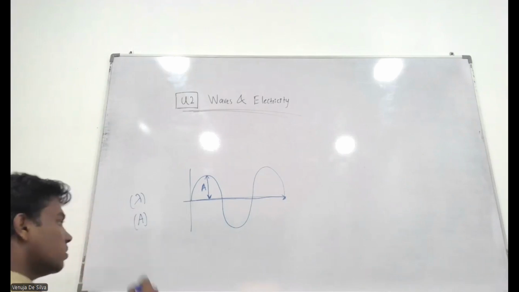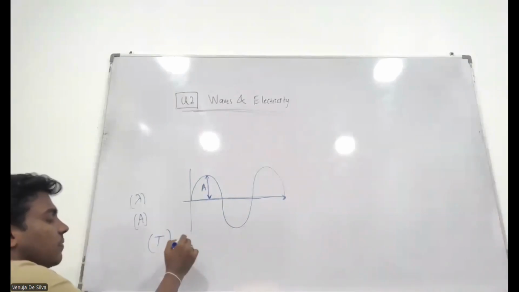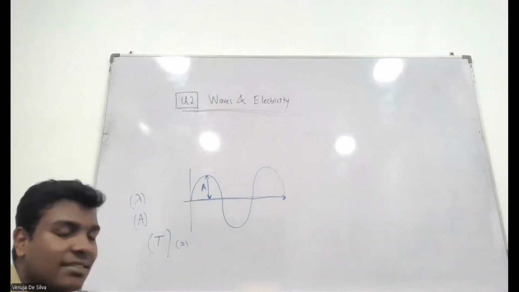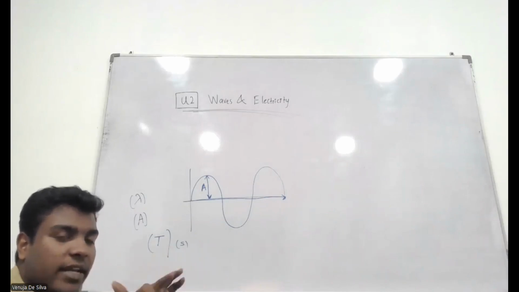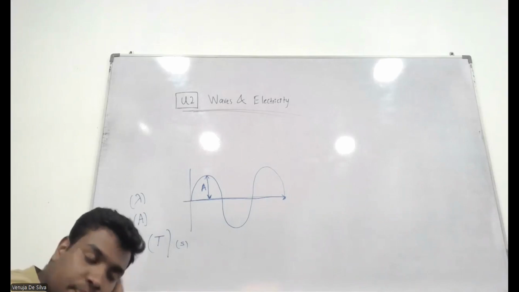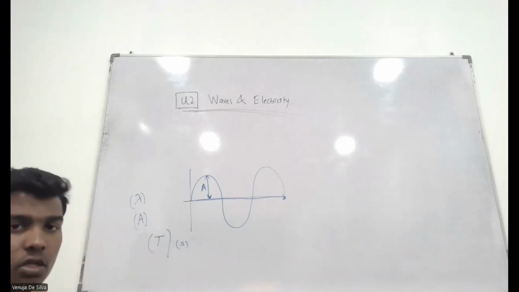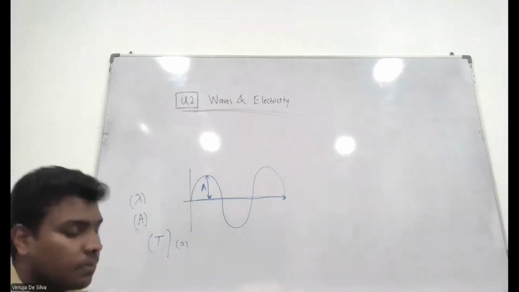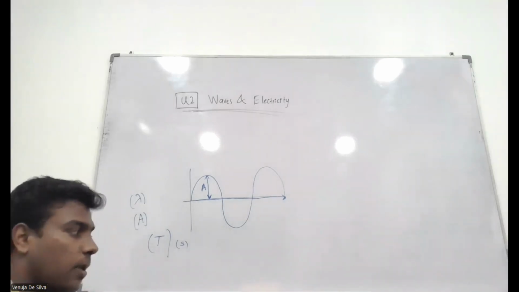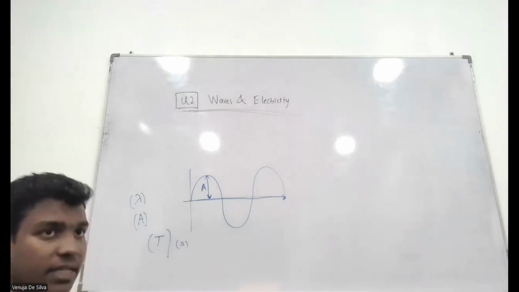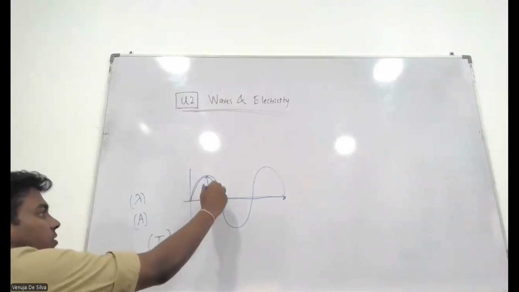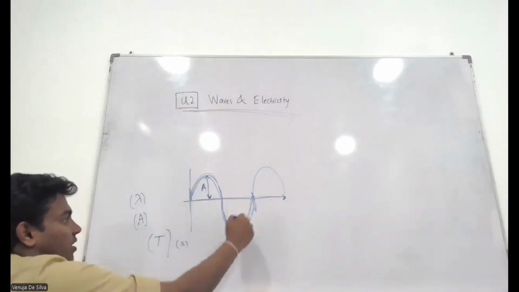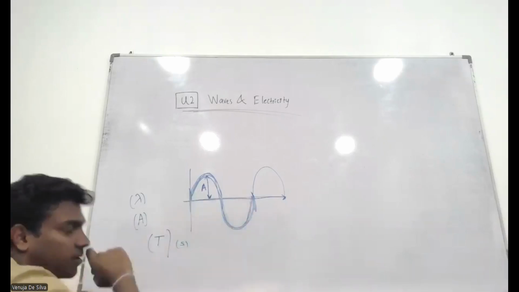Time period, you put T, T is the symbol used to represent it. It is measured in seconds. The unit is seconds. Time period is defined as the time taken for one complete oscillation. That is the time period. That means basically this is one oscillation, starting from here up to here. The time taken for one oscillation to happen.